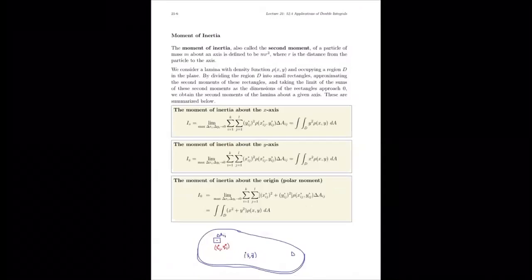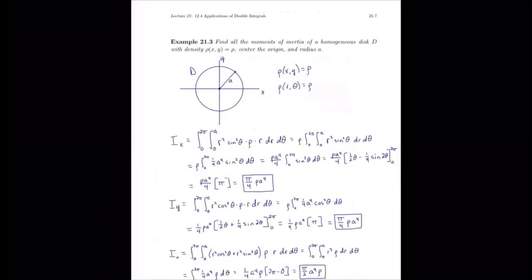Our last example is to find the moments of inertia of a homogeneous disk D with density rho of xy equals rho. So it turns out our density is constant. It's not actually a function of x and y when we look at the right-hand side. The disk D has center at the origin and radius a. Homogeneous means that up and down in the thickness of it, it's the same. So there's no reason to consider the z-axis. That's why that word shows up in there. We weren't going to do that anyway, so it's easy for the student to assume that.